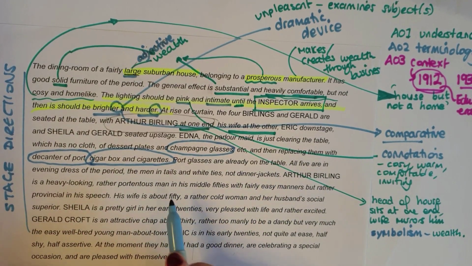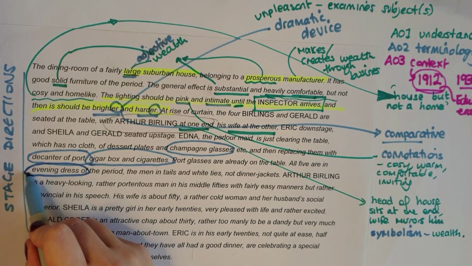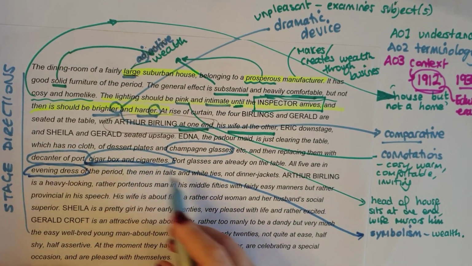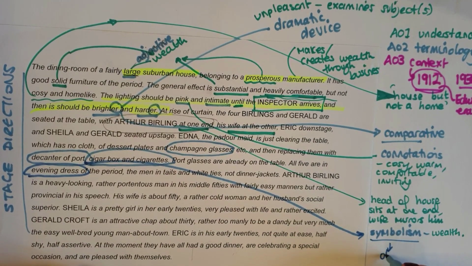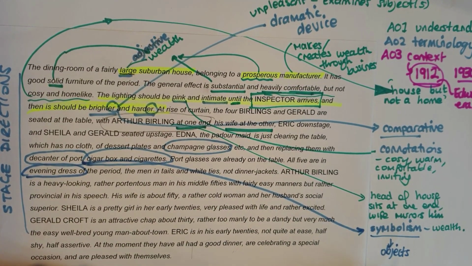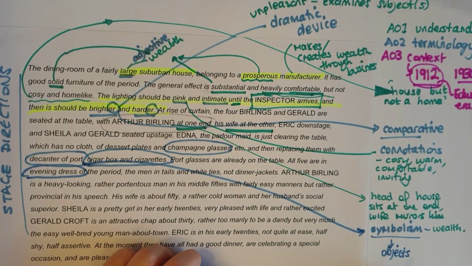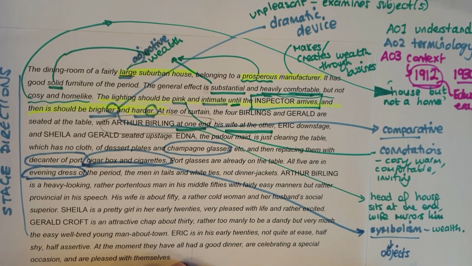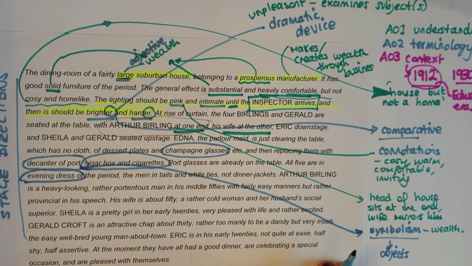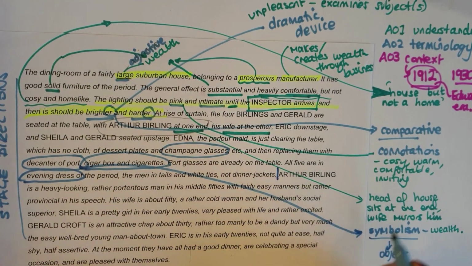All five are in evening dress. Again, just going to point this out: wealth connotes wealth, but the symbolism I mean is with the objects, the actual items. Okay, the decanter, the glasses, the cigar box, that sort of thing. Men in tails and white ties, not gender jackets. Arthur Birling, right, these are the character quotes.